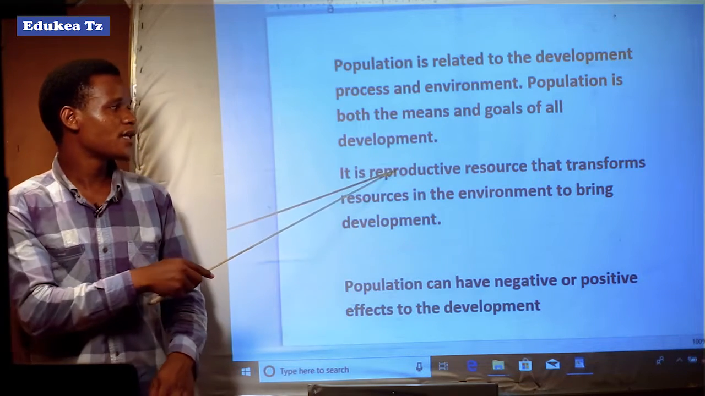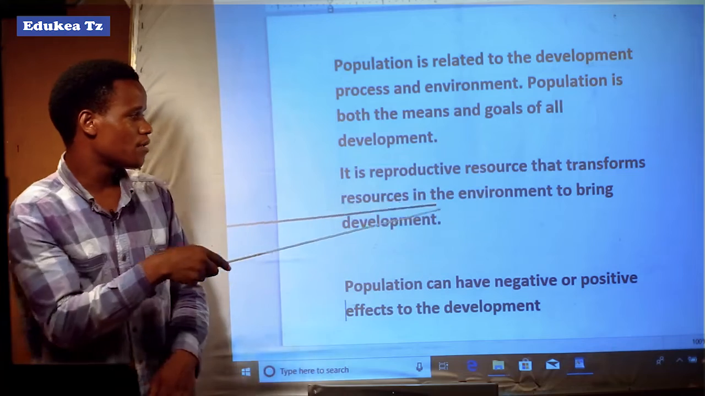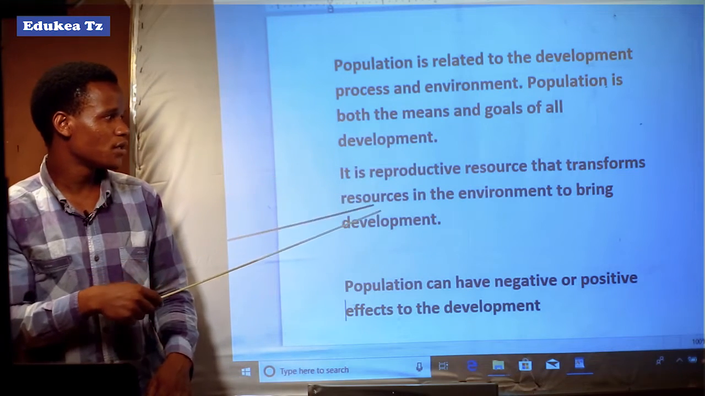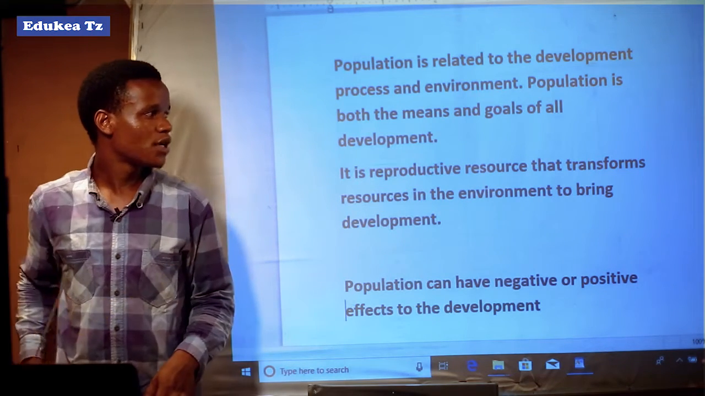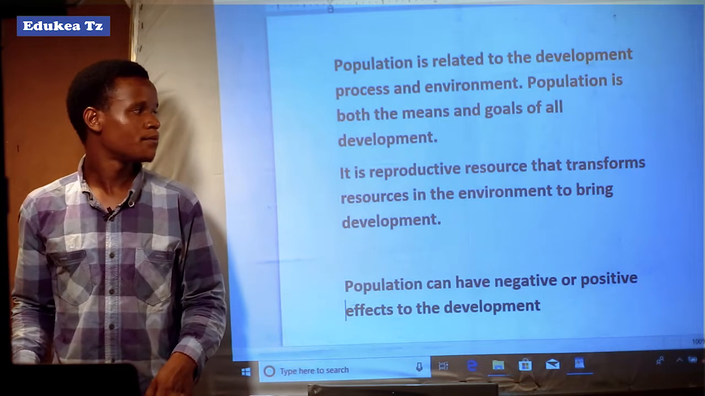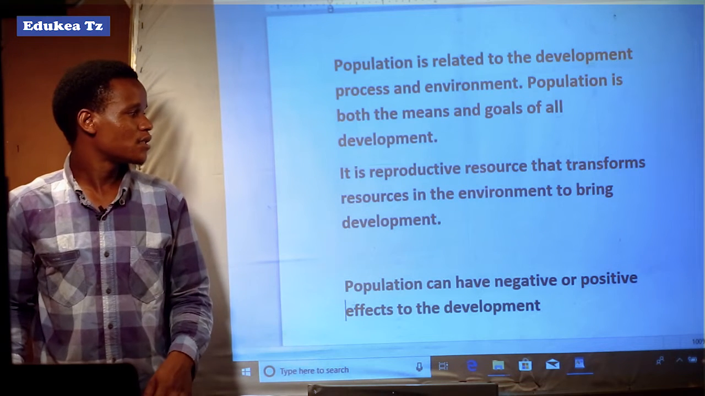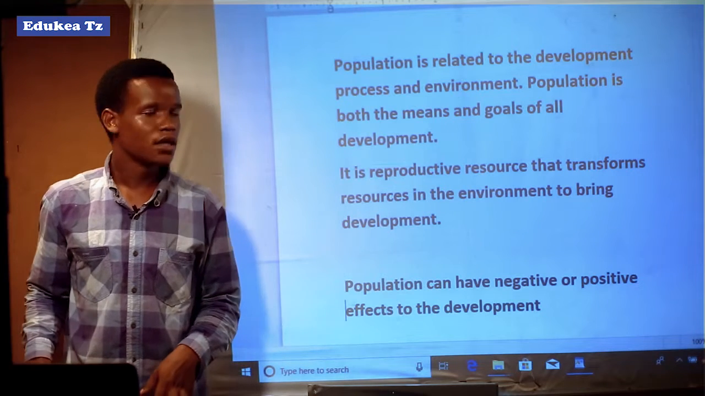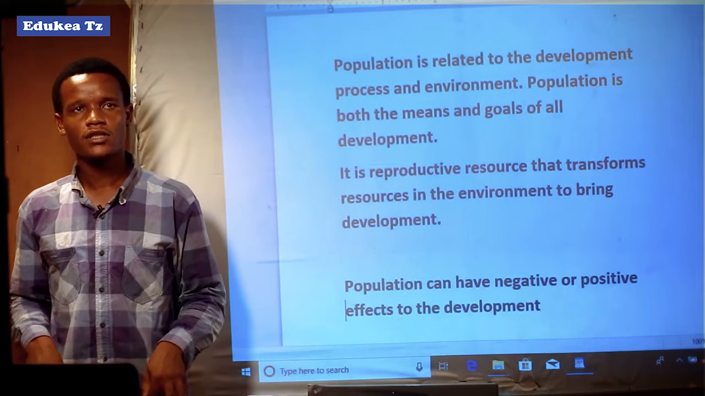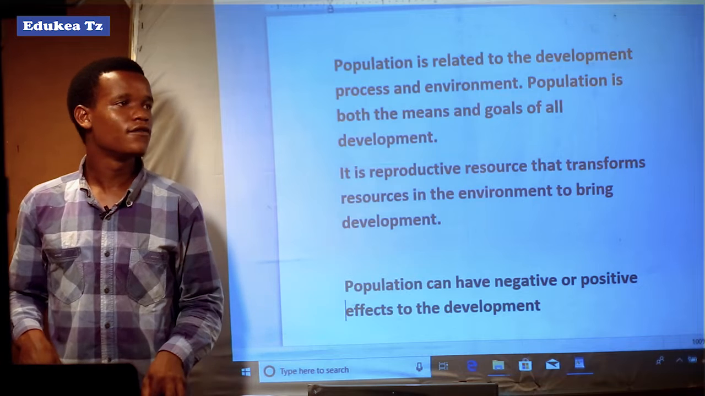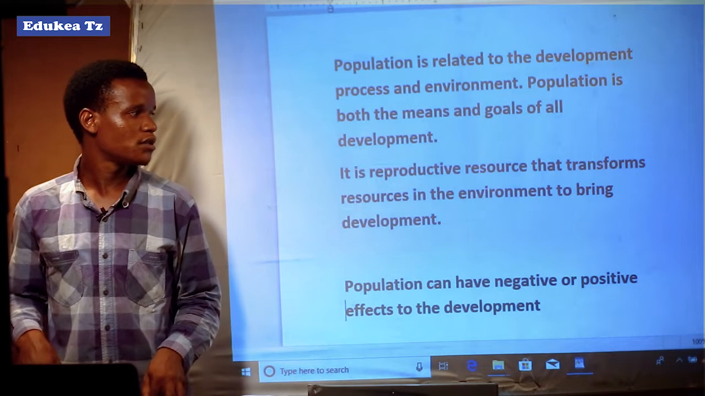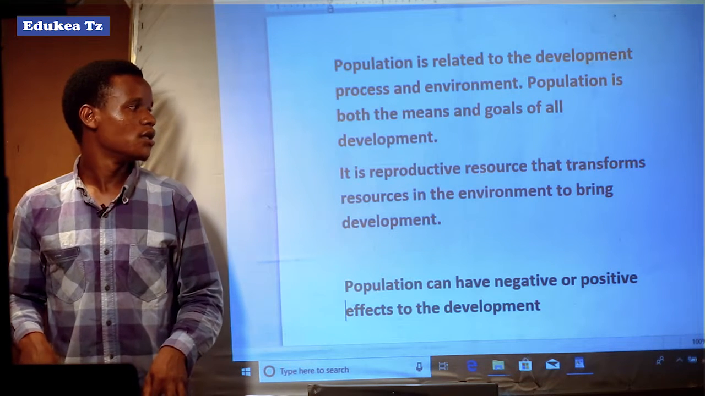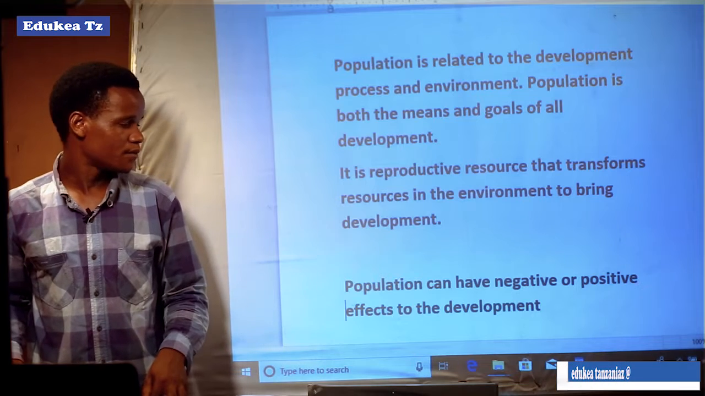It is a productive resource that transforms the resources in the environment to bring development. And there are different resources that tend to influence the development to take place in a certain area.